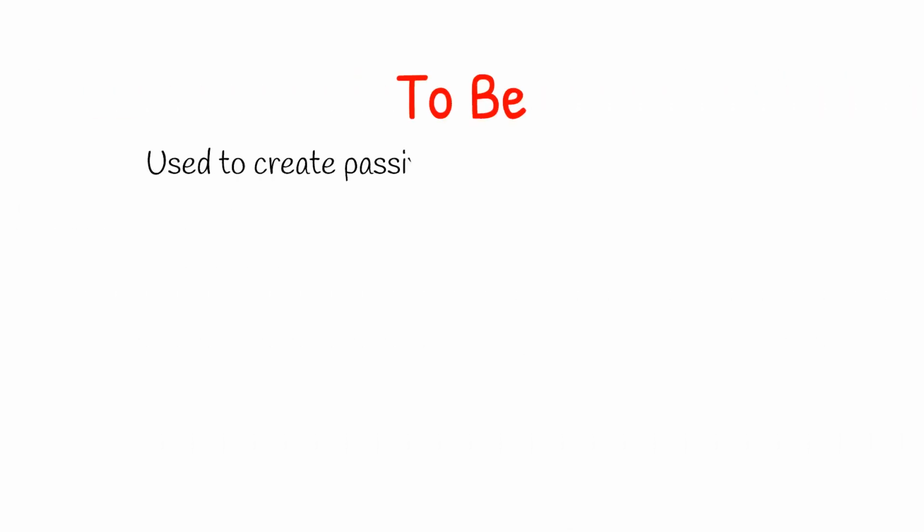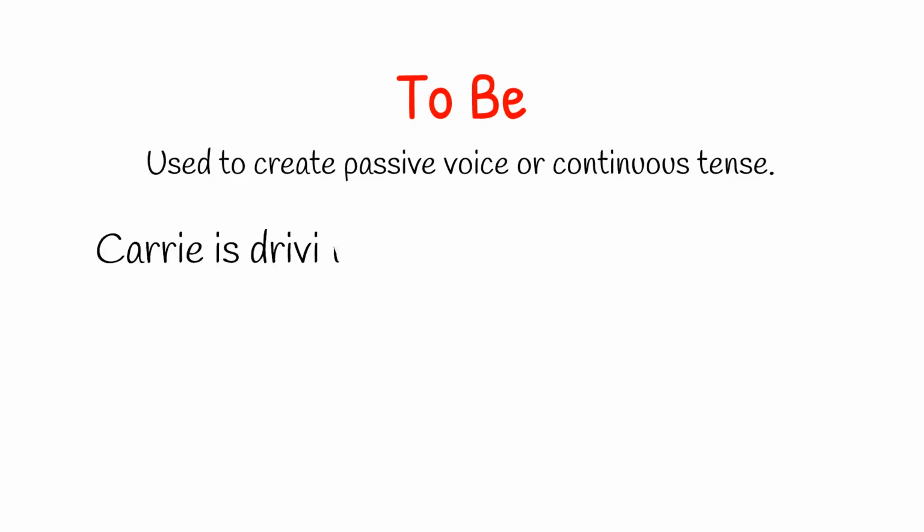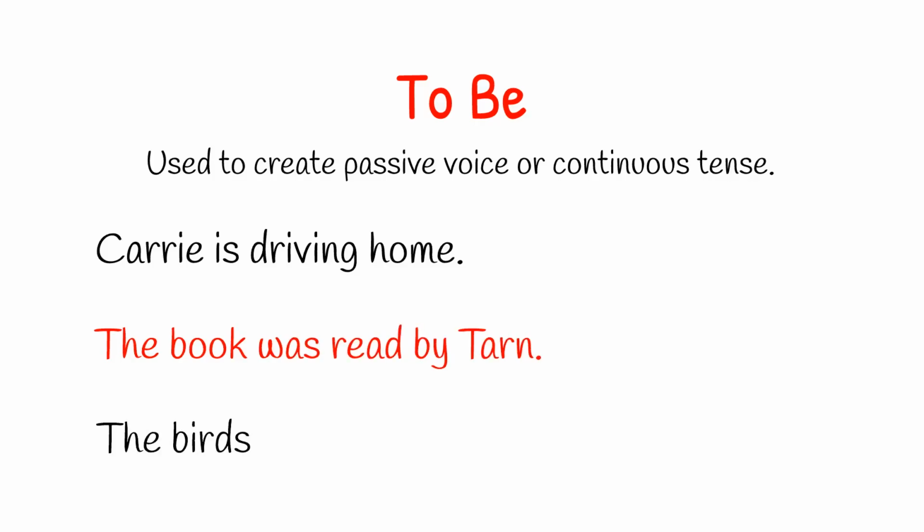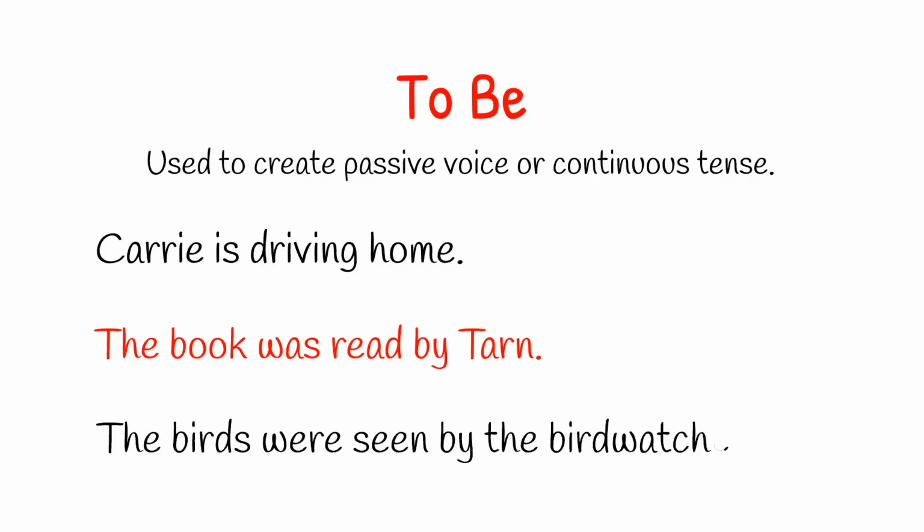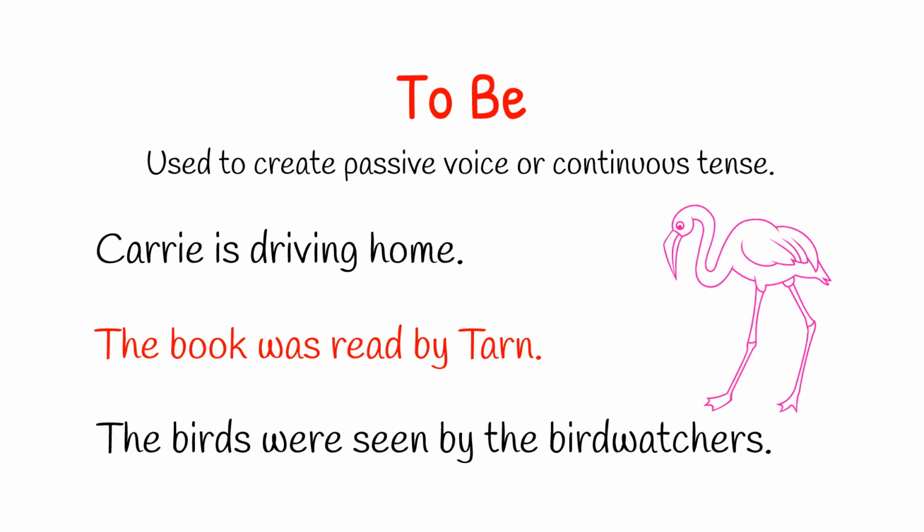Last week, we looked at be in active and passive writing. This auxiliary verb can be used to create passive writing or create a continuous tense. Here are some examples. Carrie is driving home. The book was read by Tarn. The birds were seen by the bird watchers. In these examples, be appears as the words is, was, and were. Do you notice how they change when the verb is happening and, in the last two examples, create a passive voice?